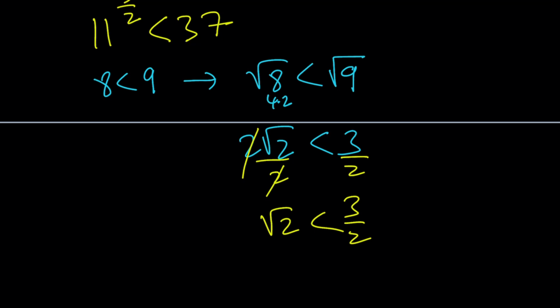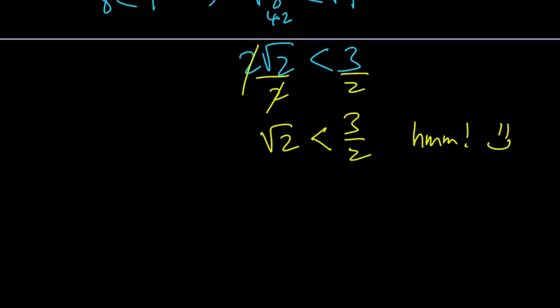Oh, come on. You didn't know that? Well, root 2 is about 1.4. So obviously, it's going to be less than 3/2. But we just had to show it, right? I mean, we had to prove it somehow. Okay, interesting. How do I use this information? Here's how I can use it.